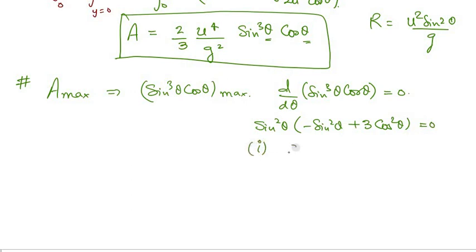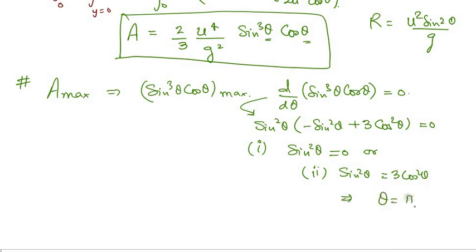I have skipped some intermediate steps of this differentiation; you can do this type of calculation on your own. So your sine square theta will be equal to 0, or the second possibility, sine square theta is equal to 3 cos square theta. This will give you tan theta is root 3, so theta is equal to pi by 3, which is nothing but 60 degrees. This is one answer. The second answer is theta equal to 0. This is a trivial answer.